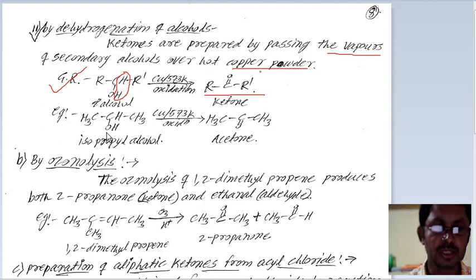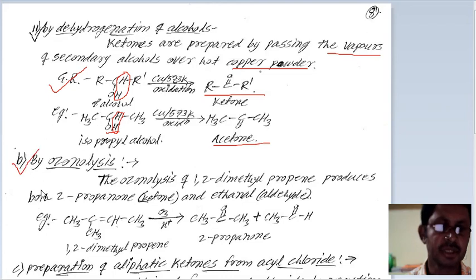Iso, because the hydroxyl group is attached to the second carbon atom, so it is known as isopropyl alcohol. Isopropyl alcohol, when heated with copper, on oxidation, that is the removal of these two hydrogen atoms, we get a ketone, CH3COCH3. The name of that compound is acetone.